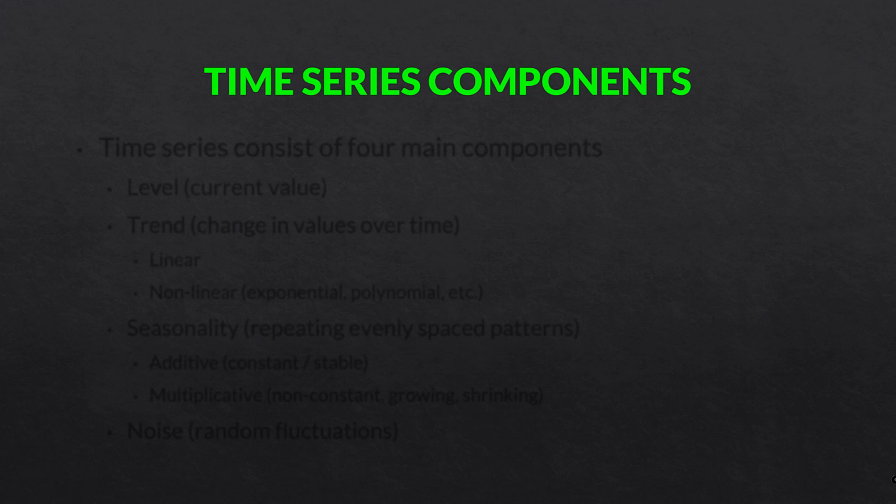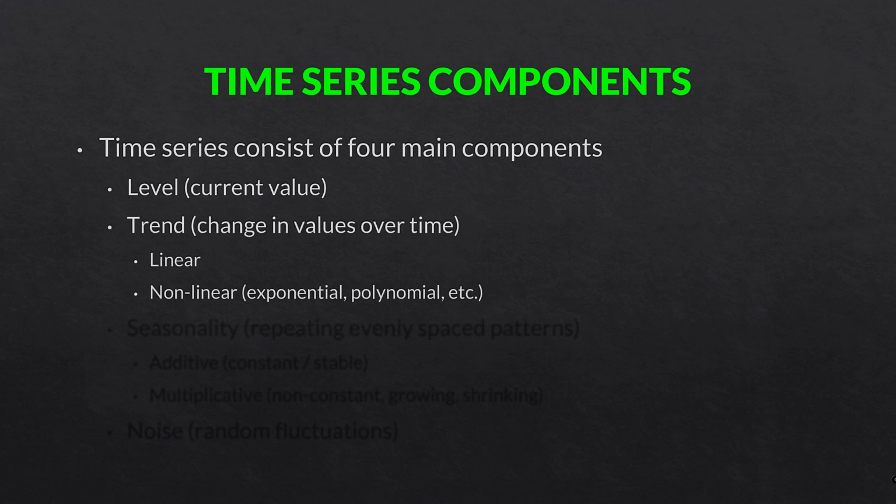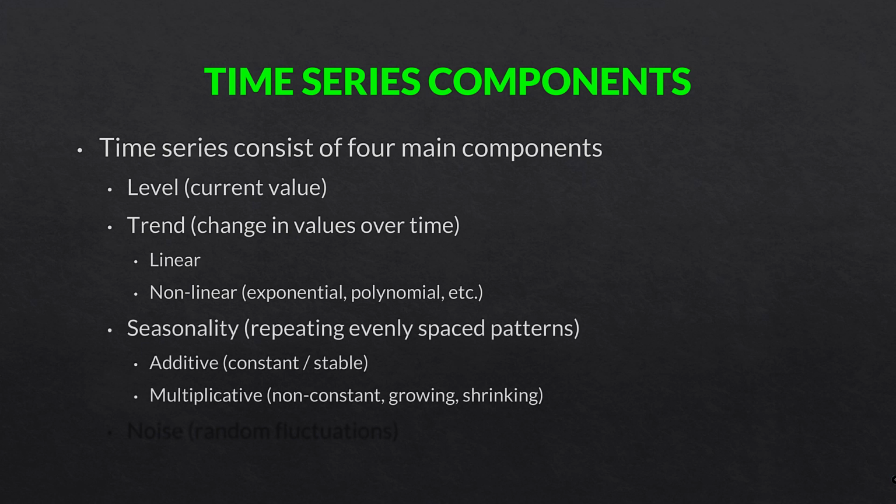So time series has several components that are common. First we have level. That's the current value. In the previous graph, the level is kilowatt hours. That is the amount of energy I used on any given day. Next we have trend, which is changes in the values over time. In general, the trend can be linear, or a straight line, or it can be nonlinear, so it can curve. Then we have seasonality, which is a repeating, evenly spaced pattern. It can be additive, which is constant or stable, or it can be multiplicative, non-constant, growing or shrinking.